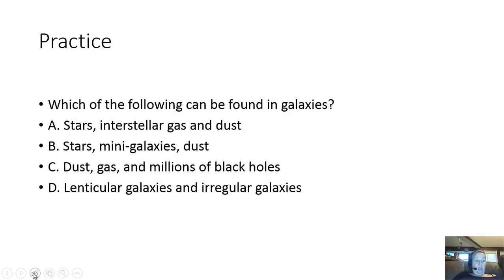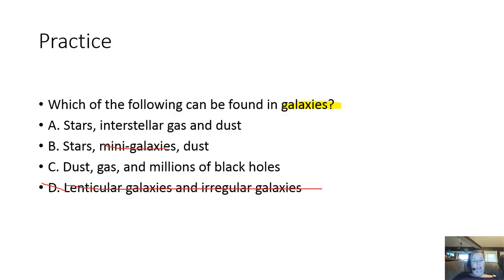All right, let's practice. Which of the following can be found in galaxies? Well, I know that galaxies are made up of stars. So, I have no idea what a lenticular galaxy and a regular galaxy is, but I know that galaxies are not made up of other galaxies. Dust, gas, and millions of black holes. Not sure about that one.